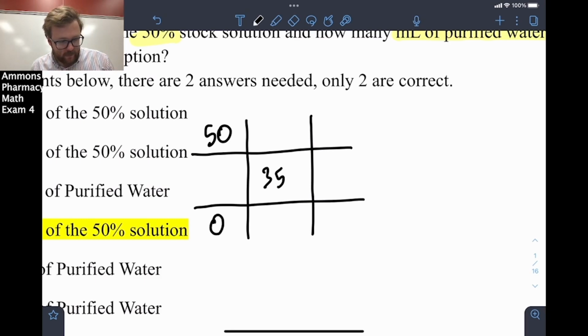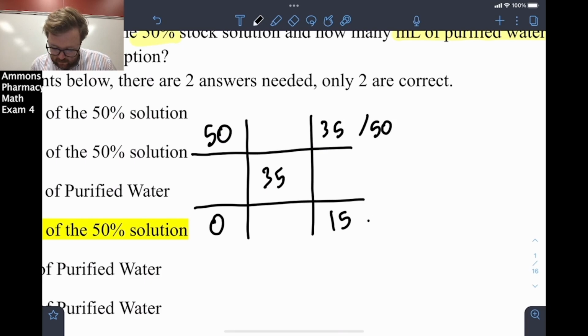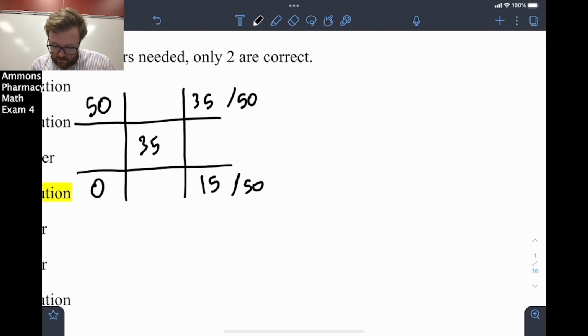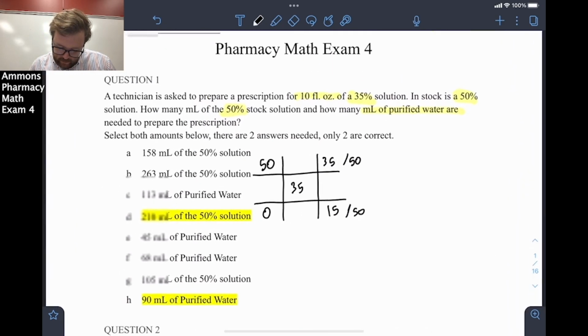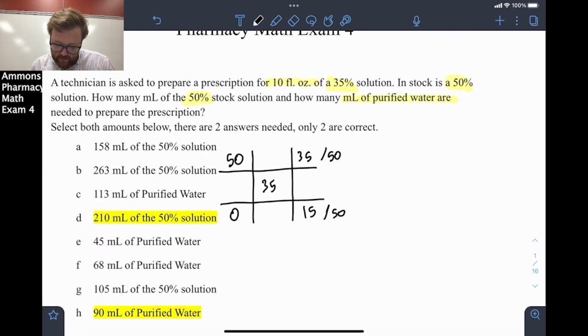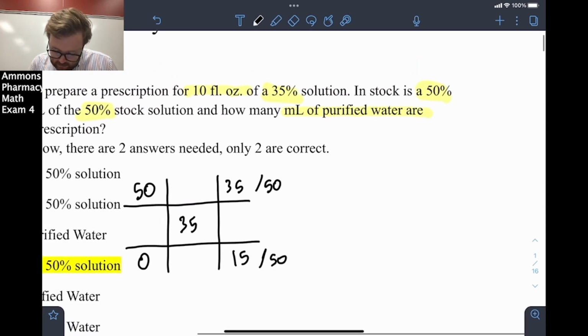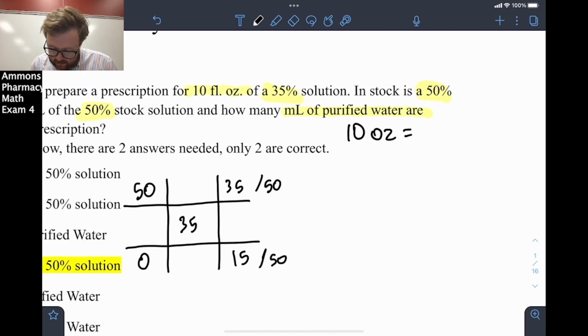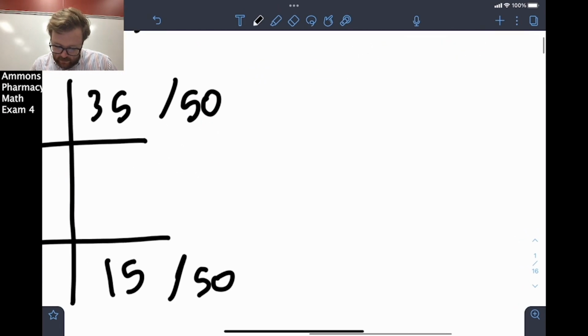So 50 minus 35 is 15. 35 minus 0 is 35. 35 plus 15 is 50. So just remember, it's asking for mils, but we need 10 ounces. So if you remember, 10 ounces is how many mils? Well, it's 10 times 30. 300 mil.